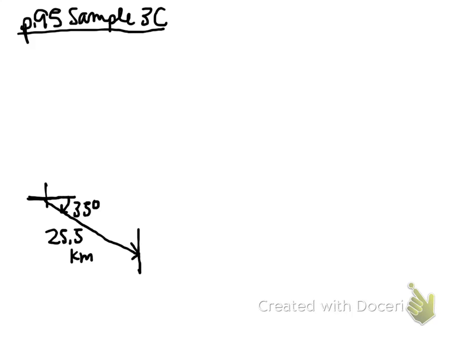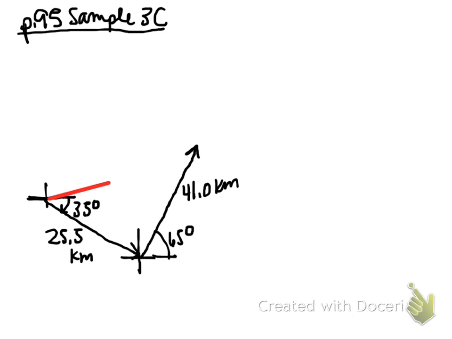And then I'm going to draw another little compass rose to help me out, because the next day she goes at, this is a 65 degree angle, 65 north of east, and she goes 41 kilometers. And I gotta say, that's quite a hike. 41 kilometers is a big day. Okay, so there's our picture, and what we're looking for is that resultant displacement.